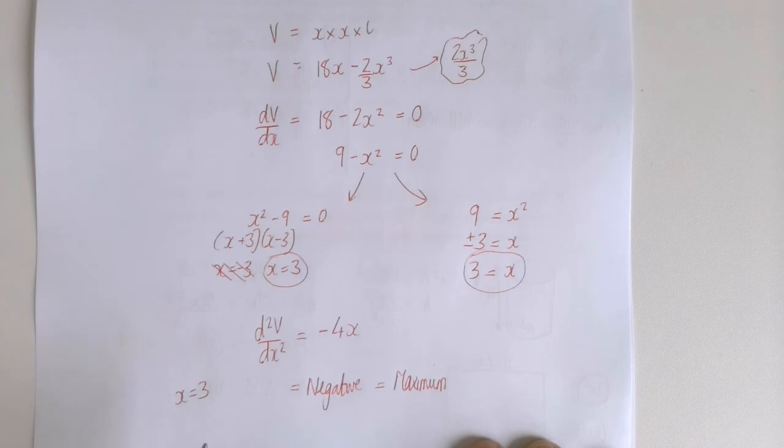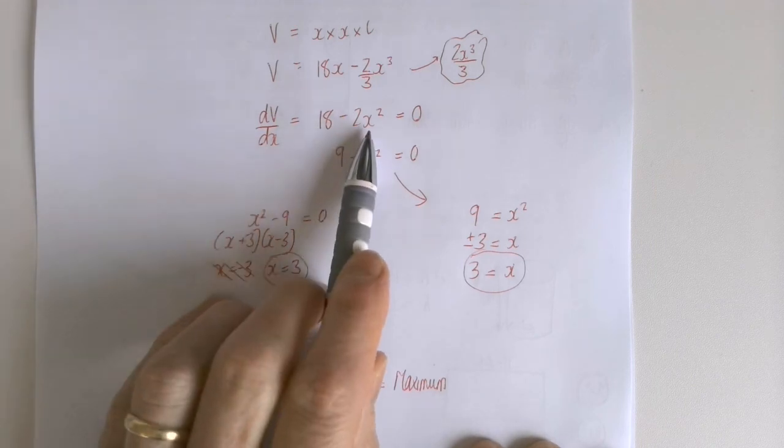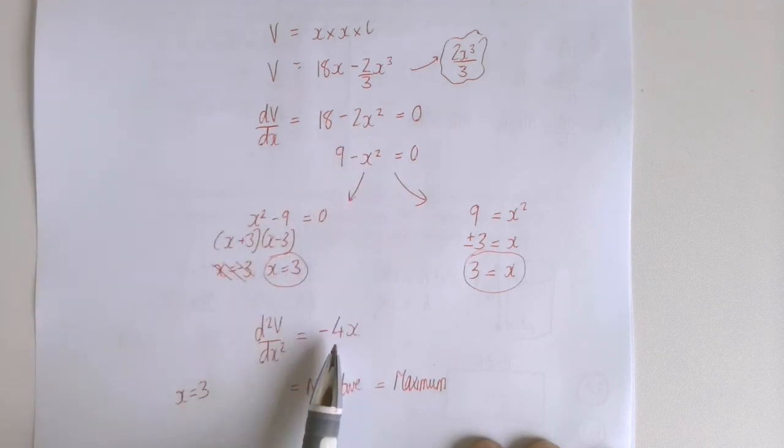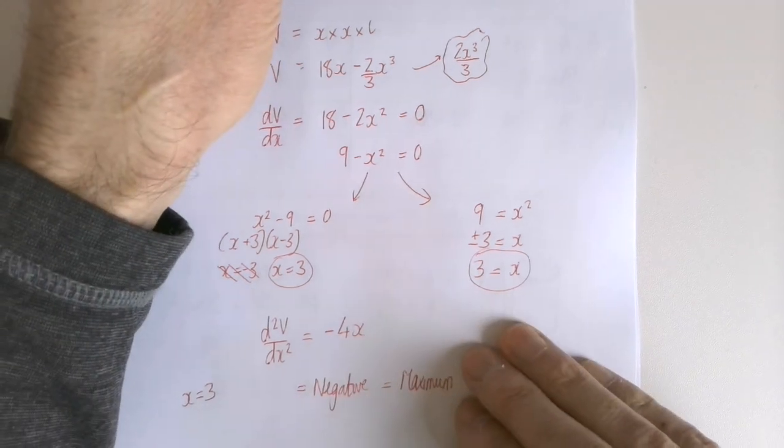Okay, so I have differentiated again. So this was dV/dx, so d²V/dx² is just minus 4x. When x is 3, that's negative, so we know we're dealing with a maximum. So what is the maximum volume?